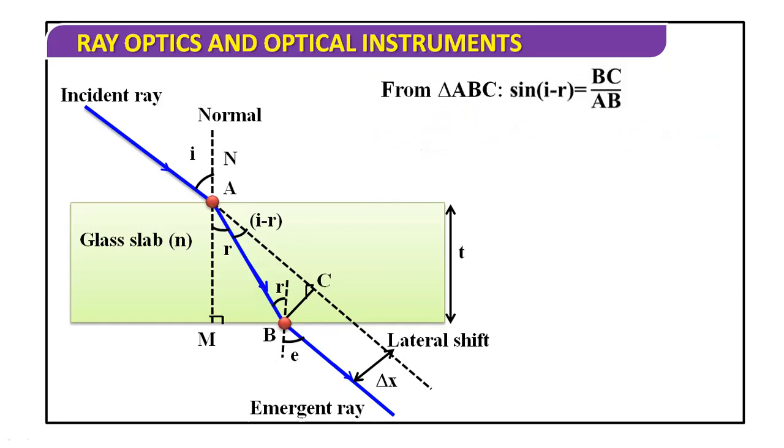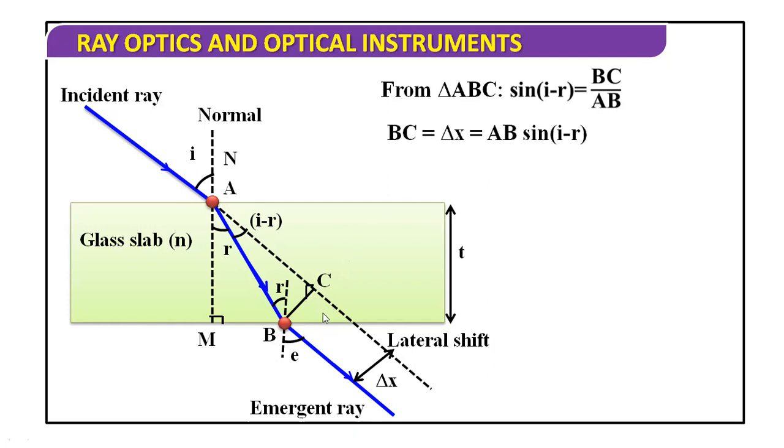Now, because our target is to find out this delta X, and this AB is known, how do we find out BC? So let us go for that. We will take the triangle A, B, and C. Our target is to find out BC. So we will find out sine of I minus R in the triangle ABC. Sine is perpendicular upon hypotenuse. Perpendicular is BC and hypotenuse is AB. So sine of I minus R is equal to BC upon AB.